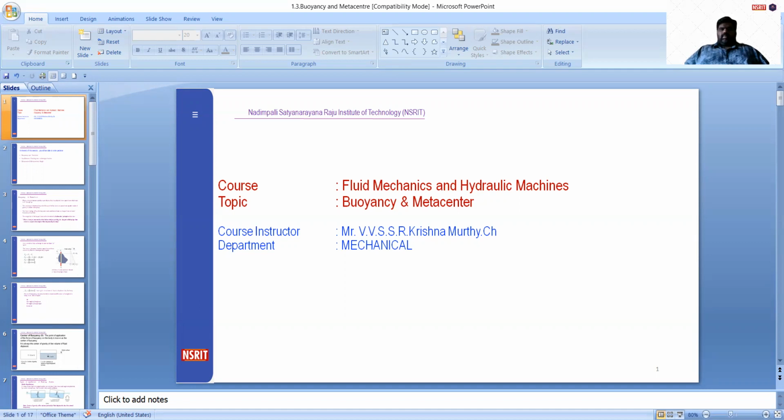In unstable equilibrium, if the body does not return to its original position, then it is said to be unstable. You can see this. And neutral equilibrium means that when a body is given a small angular displacement, it occupies a new position and remains at rest in this new position, then it is said to be in neutral equilibrium. So this is regarding buoyancy and the types of equilibrium conditions of floating bodies. Now we shall go on to the metacenter and metacentric height.